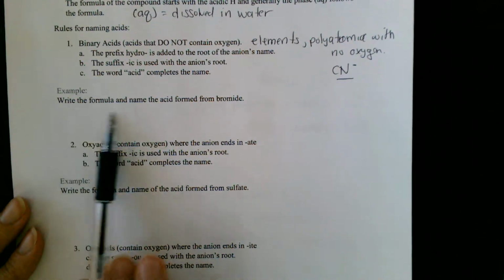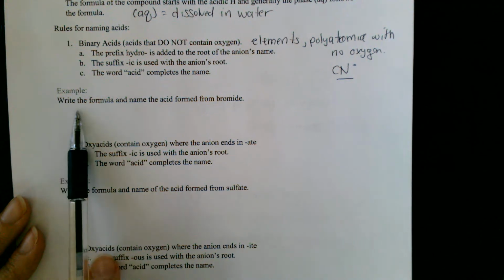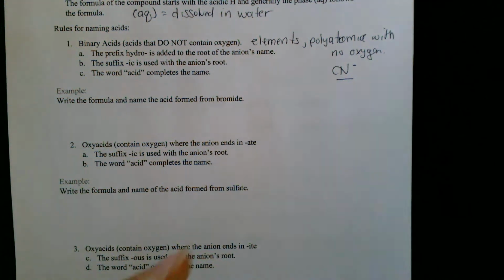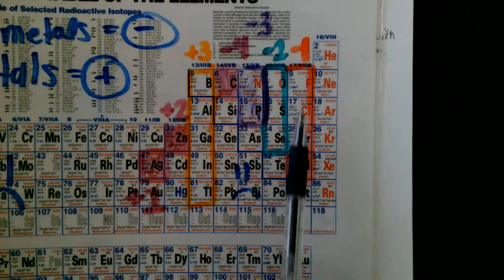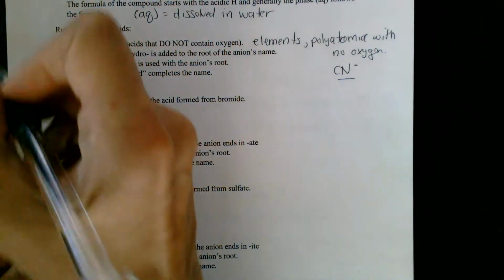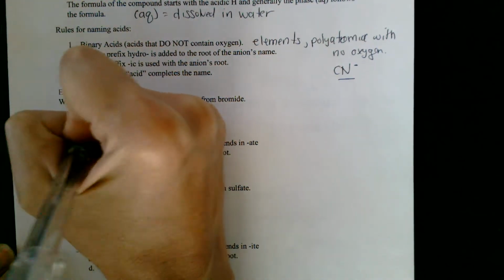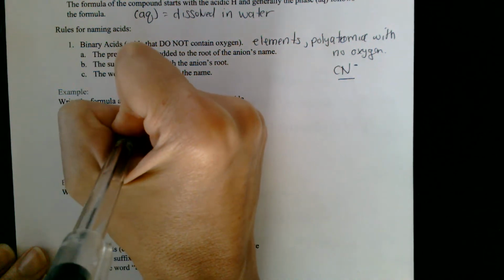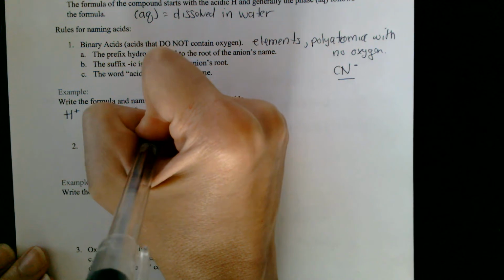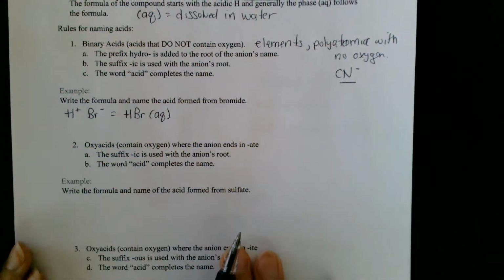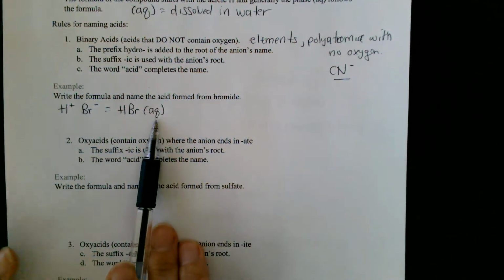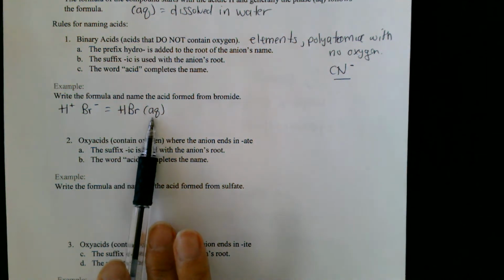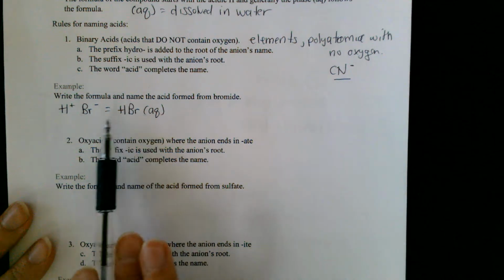Okay, so we'll go through those with an example. Here's probably easiest to see. Write the formula and name of the acid formed from bromide. Bromide is a halogen, so it forms a -1 charge. Our cation for an acid is always H+, and bromide is Br-. So it forms HBr to show that it's an acid. Again, oftentimes we'll put AQ at the end of the formula to show that it's not the molecule HBr, it's the acid, it's been dissolved in water.